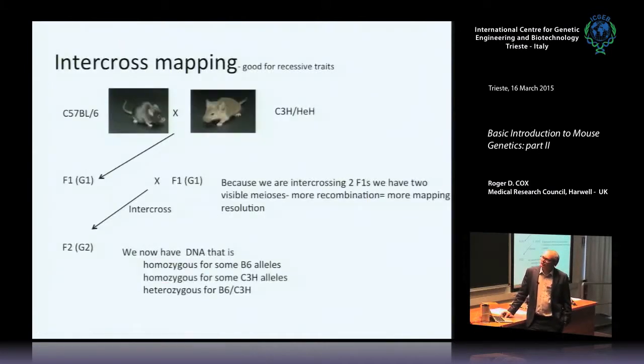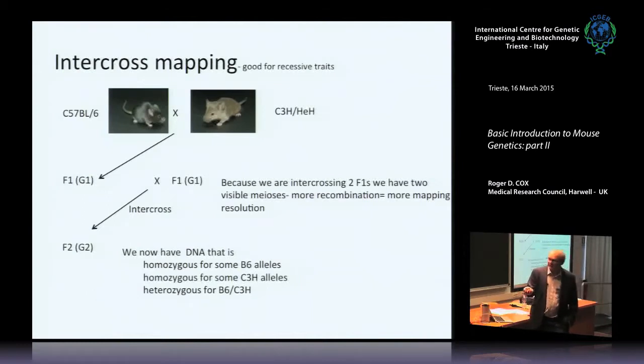So we carried out intercross mapping, F2 mapping. So in this regime, you cross a black 6 mouse with a C3H mouse, you get an F1. You intercross those F1s. And this mixes the DNA, but it also means that we have 2 visible meioses in these offspring for each chromosome. So you've got more recombination per chromosome in this strategy because you're collecting the recombinants from 2 different chromosomes.